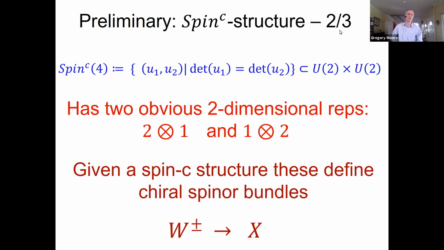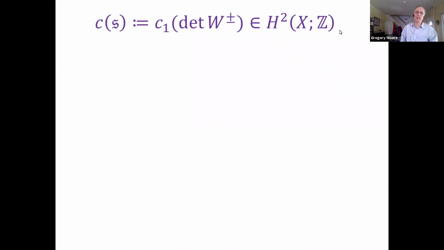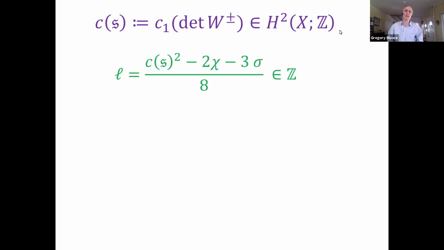So if we take the determinant bundle, that could be a non-trivial complex line bundle. It has a first Chern class, and that's called the characteristic class of the spin C structure. And with a little index theory, you can show that c squared minus twice the Euler characteristic minus 3 times the signature, divided by 8, is an integer. And that integer will be very important to us. I'll call it L. Are there any questions at this point?